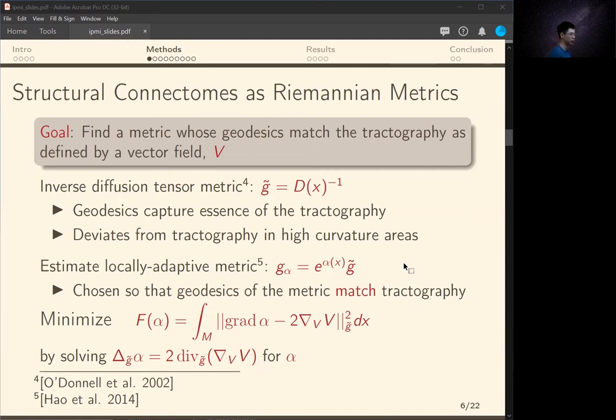So here comes our locally adaptive metric G alpha, which equals the scaled first diffusion tensor metric. We chose this metric such that the geodesics of the metric match the tractography. All this is just to minimize the F alpha by solving the Laplacian equation for alpha.